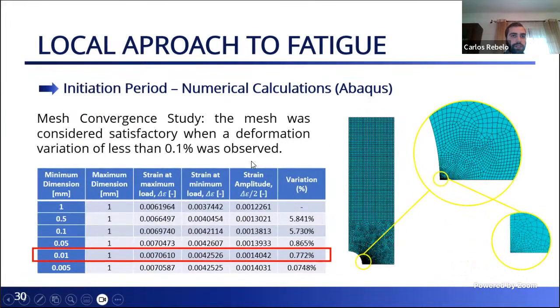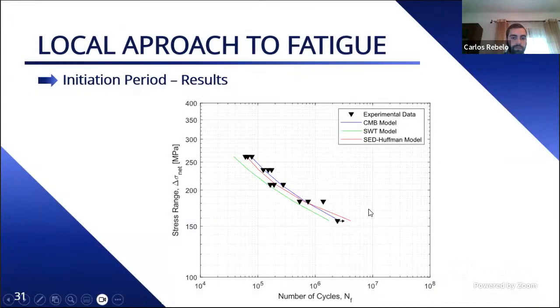A mesh convergence study was conducted. The model was simulated for a specific applied stress value, and the mesh was refined until a variation of less than 0.1% in the results was observed. Taking this into account, the mesh with these dimensions was selected. The largest finite elements are here in this area, and the smallest here in this area, where the highest stress concentration is observed.